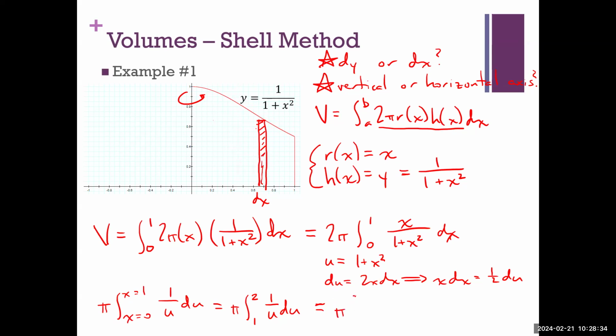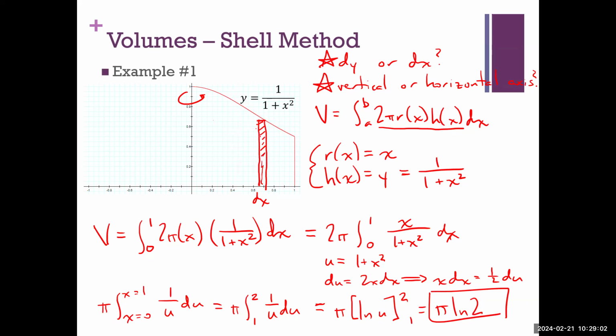Yeah, so pi times the natural log of u from 1 to 2, which should just be pi times the natural log of 2, all told. Questions there? So to Pia's question from a few minutes ago, let's say this.